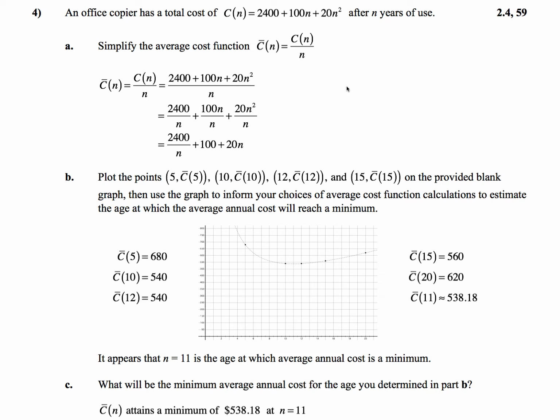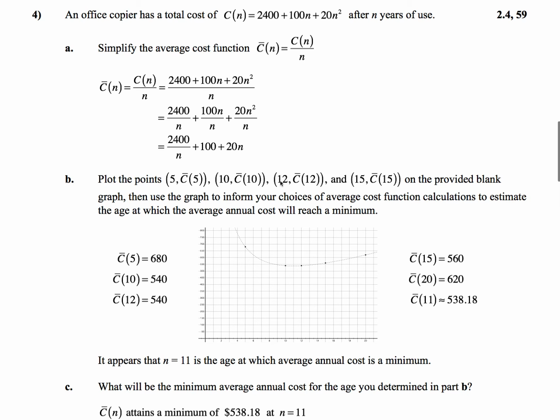Then in part B, we are asked to evaluate the average cost at a certain production, or after a certain number of years. So after 5 years, our average cost per unit is given as 680. Plug 5 into n here and here, and you'll come up with 680.